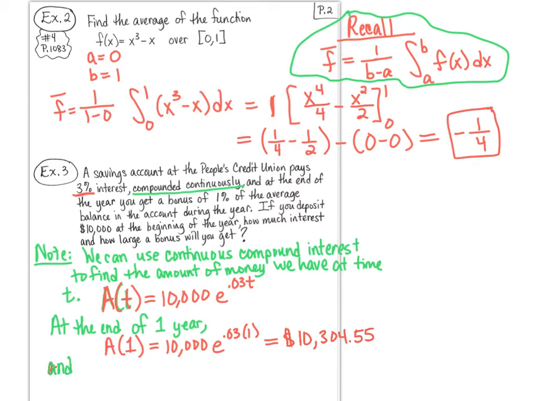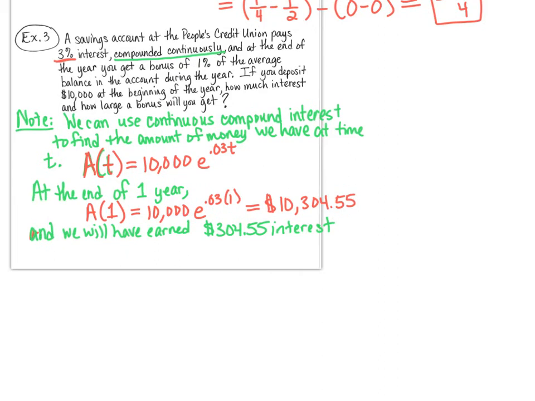Okay, and we will have earned $304.55 interest. Okay, so that's what we can say. So we've answered our first question. It says if you deposit $10,000 at the beginning of the year, how much interest and how large a bonus will you get? So we know how much interest now. So that's how much interest we would get. And then we want to know how large of a bonus.